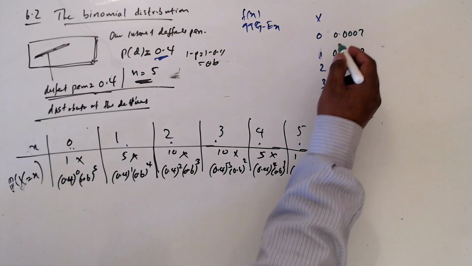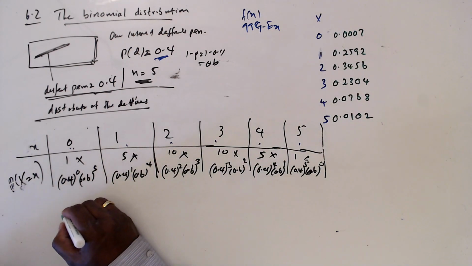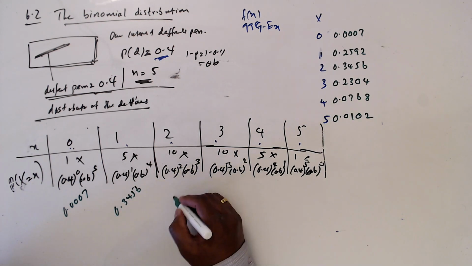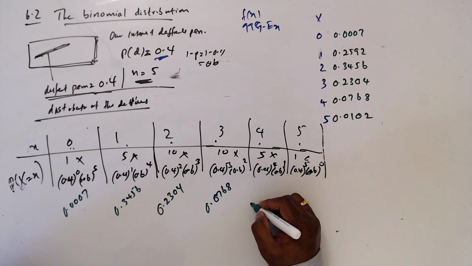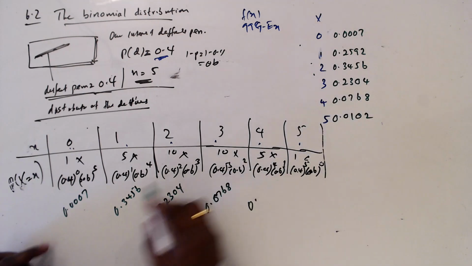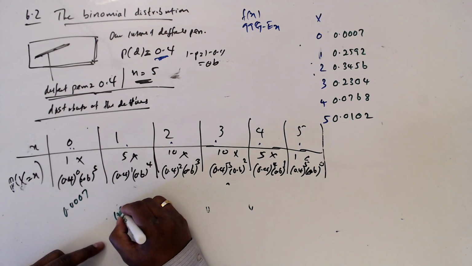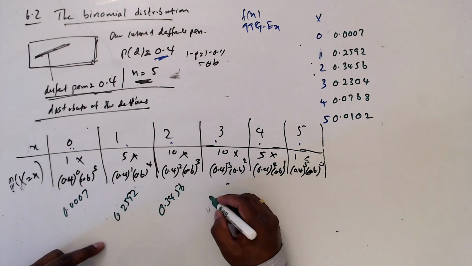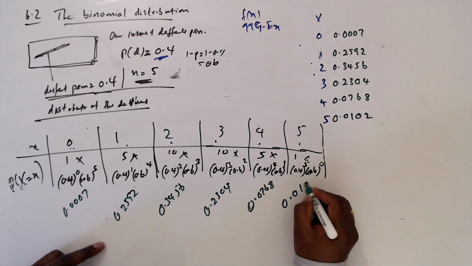I hope I did it properly. So this value is 0.0778, then 0.2592, 0.3456, 0.2304, 0.0768, and 0.0102. I missed one earlier, so these are the values.